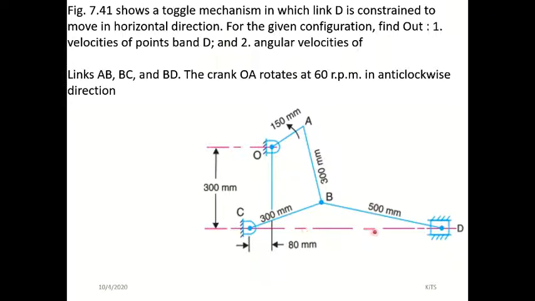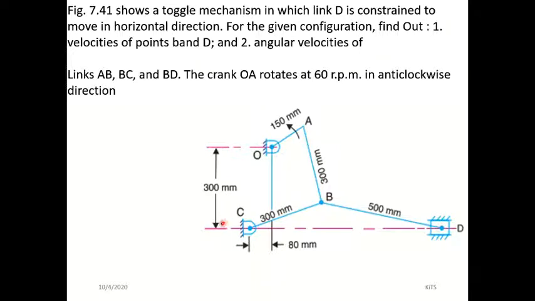Then draw a horizontal line, a horizontal reference line. It should be a thin line, not a thick line. Very thin, visible only to you. We are drawing this line for reference purposes, so it should be very thin. So first draw this horizontal line.